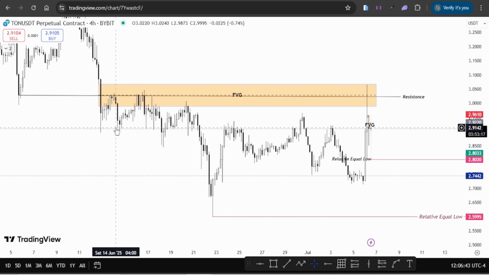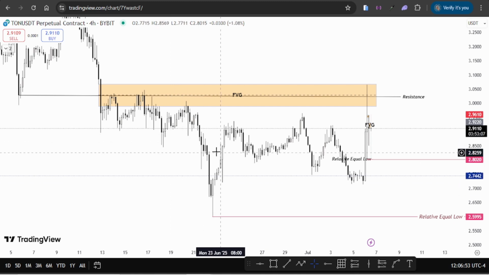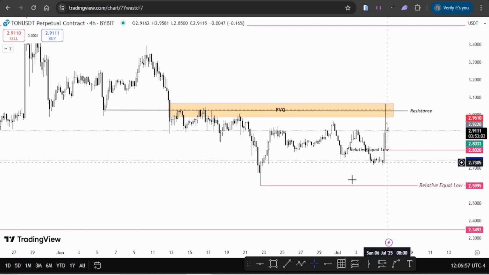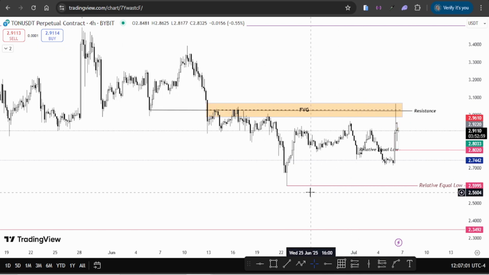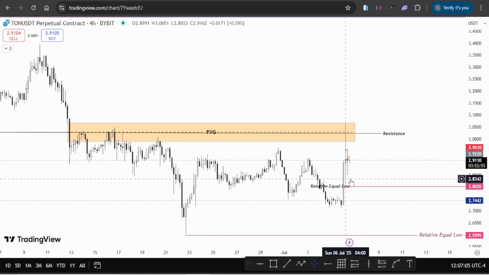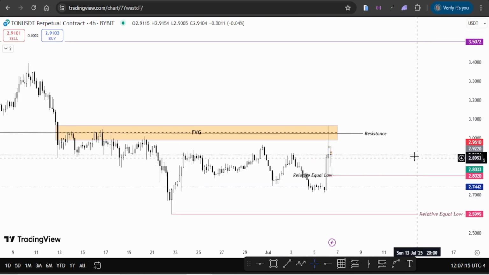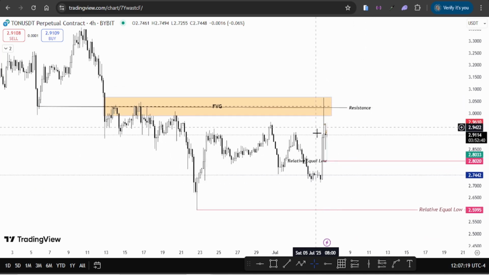And as you can see, price did not waste time to dig into this fair value gap before breaking down several other structures. Now I am not saying that price is going to continue the downtrend, but as you can see, we are just trying to take control of the 50% Fibonacci retracement.